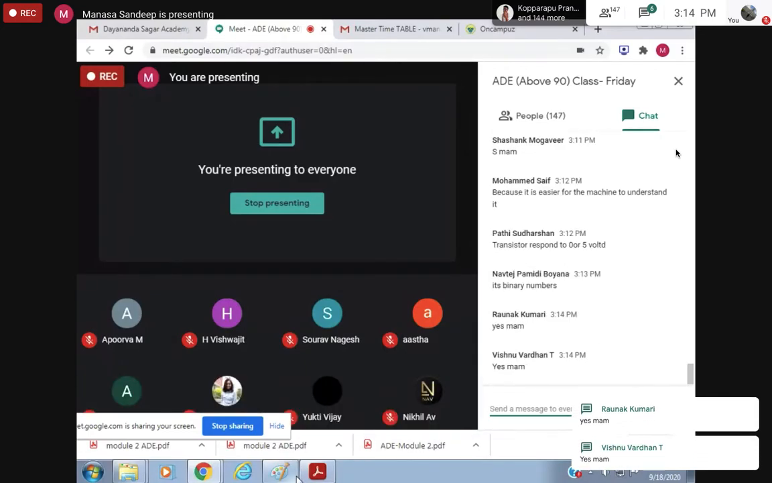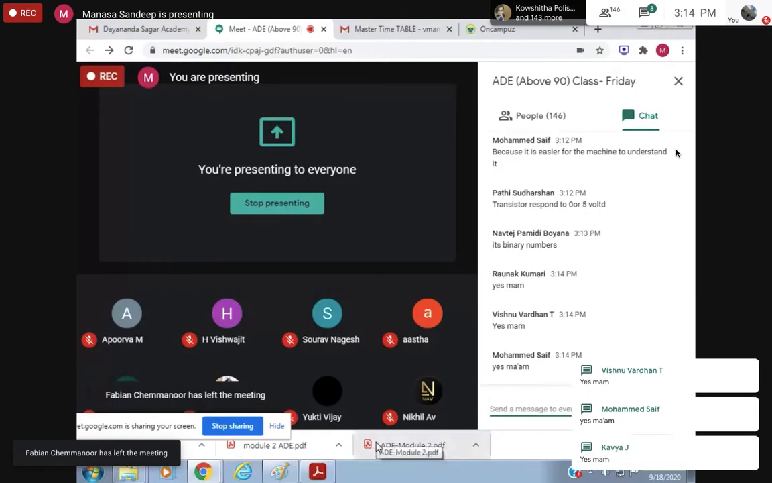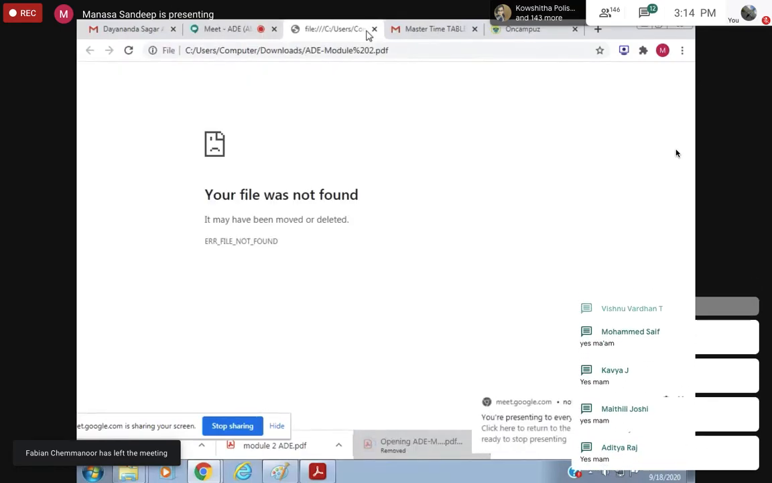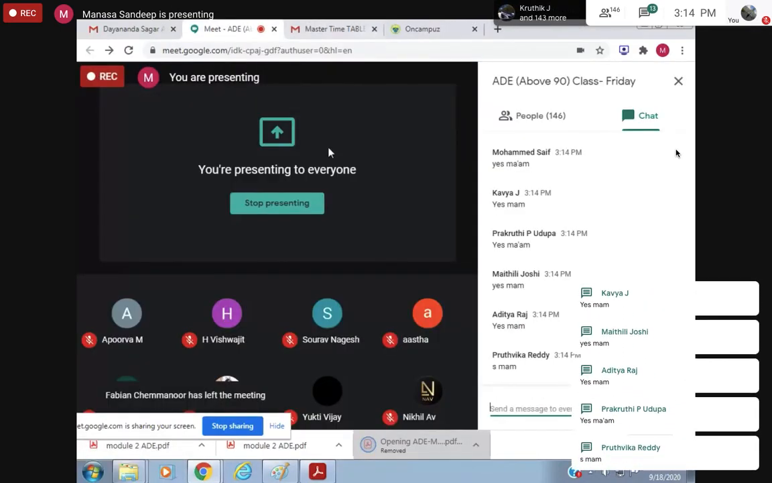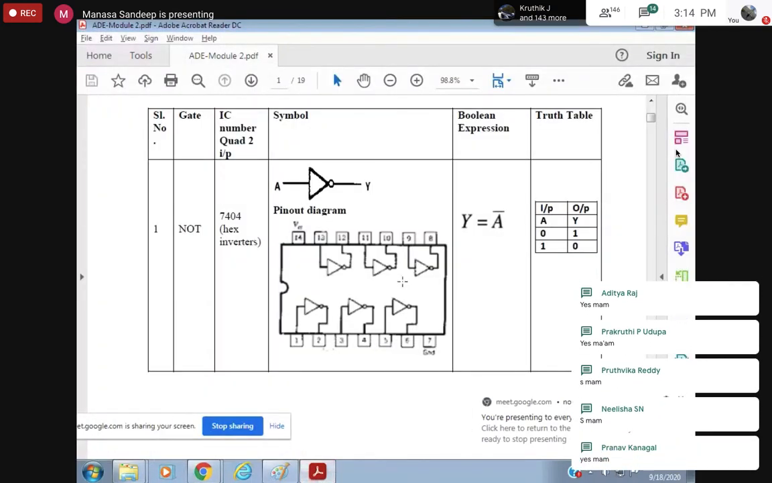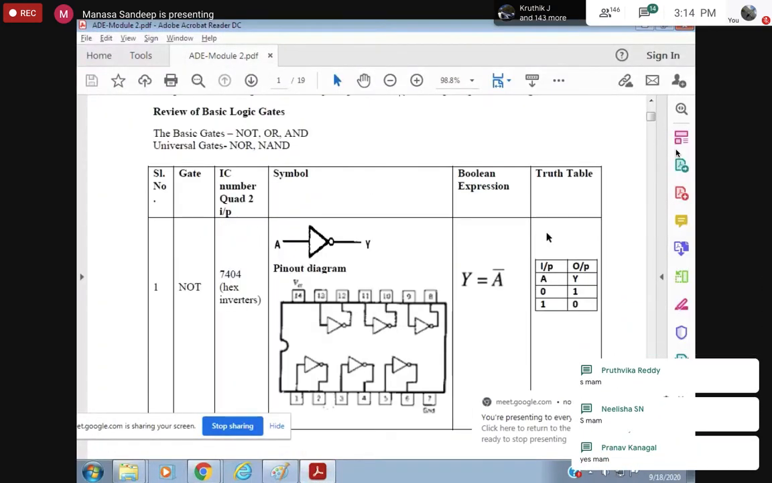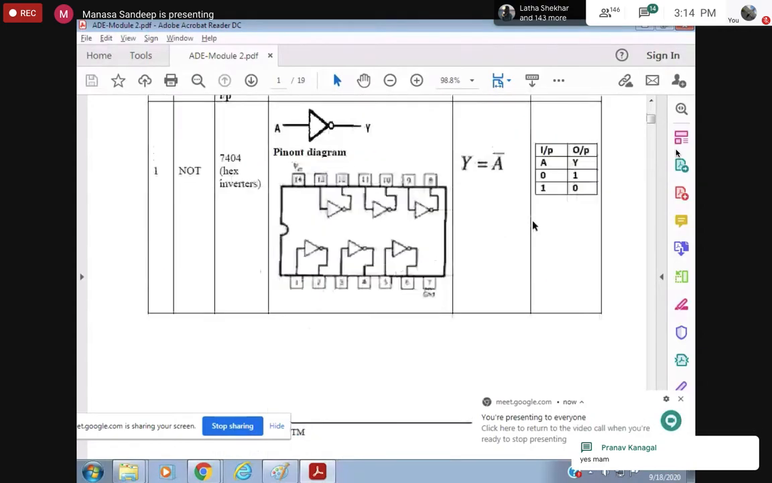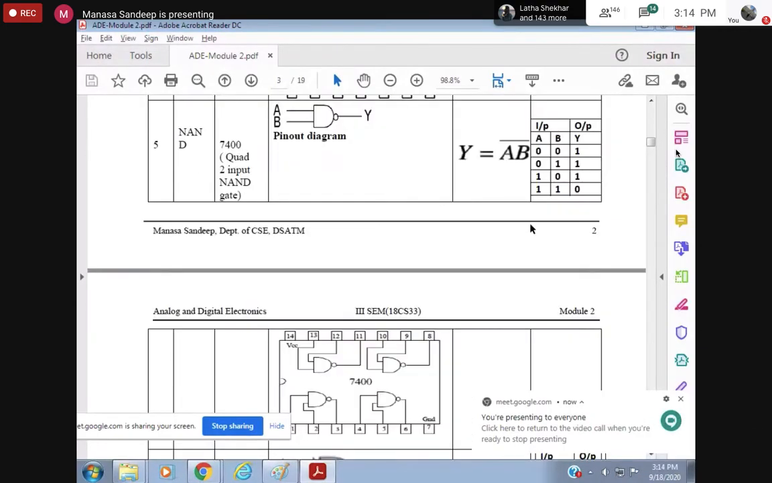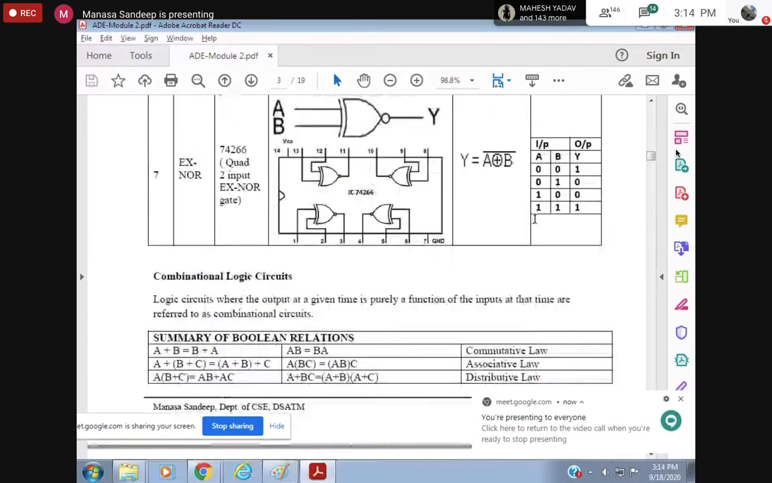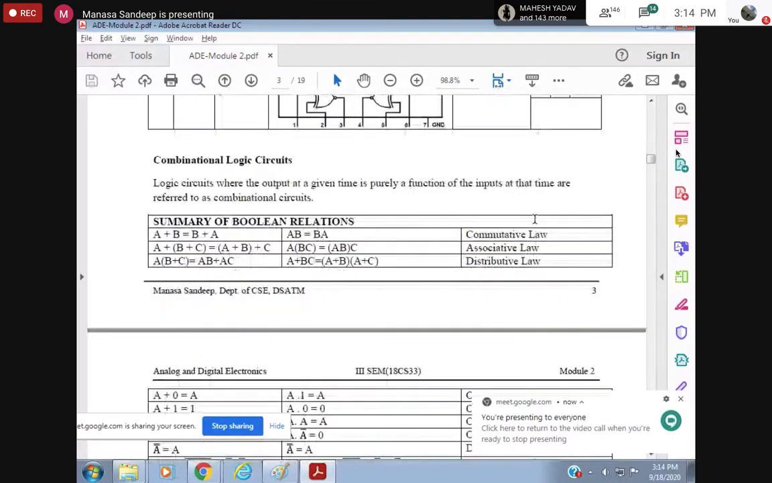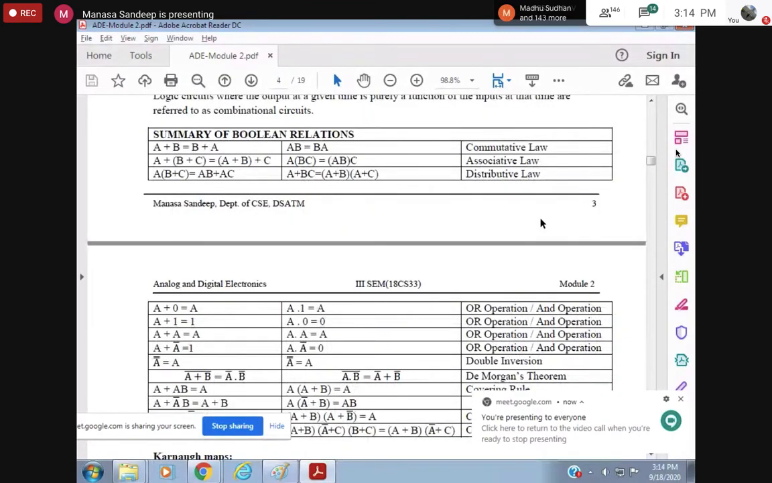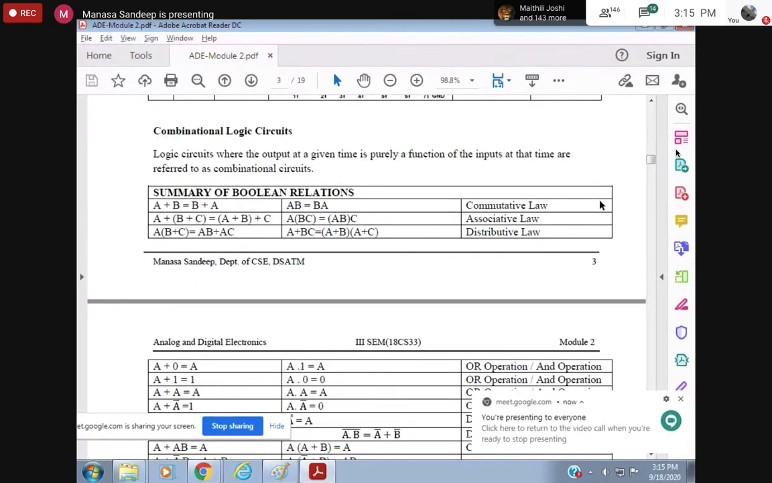So computer is capable of understanding only zeros and ones. This 0 and 1 representation is what we are using in our digital electronics. The study of this binary and its relation is nothing but your digital electronics.